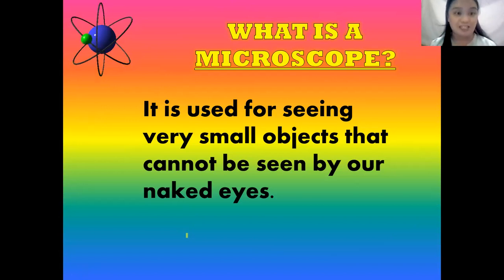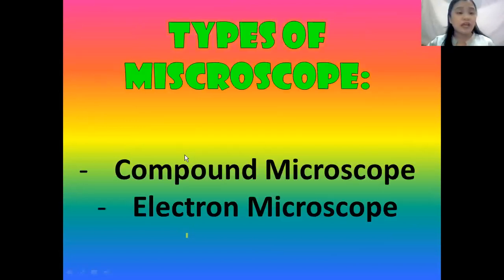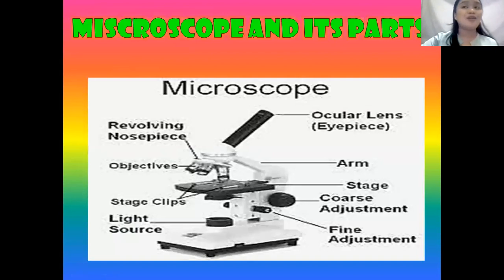All right? Okay. So, according to our resources, there are two types of microscope. And these are compound microscope and electron microscope. But we're not going to focus on that because what we're going to focus on today are the parts of the microscope. And later, we'll know the function of these parts. So the parts of the microscope are the following.